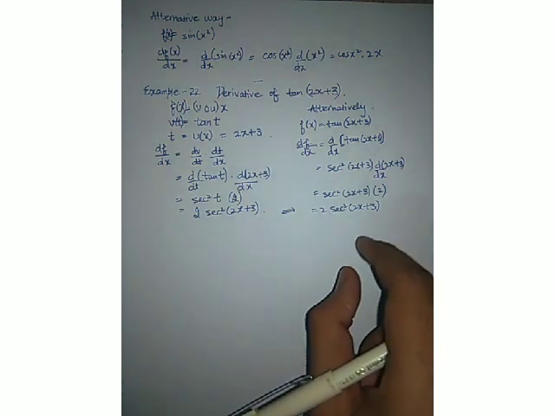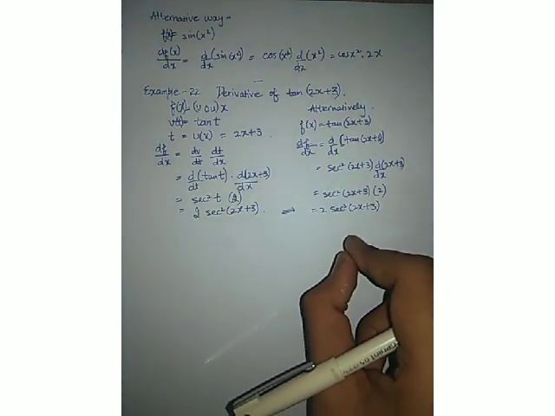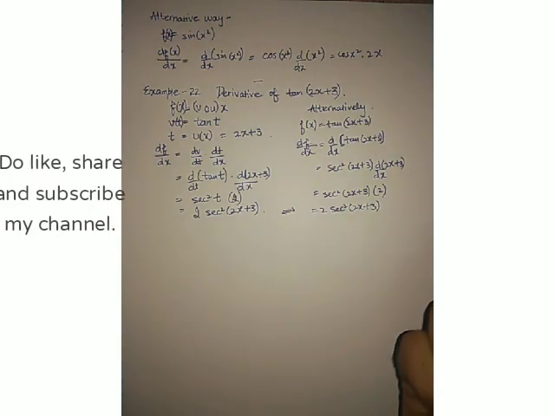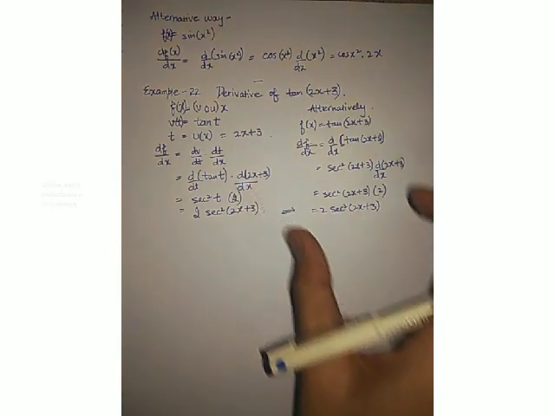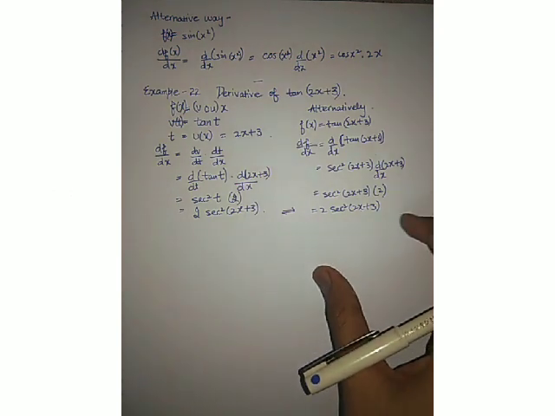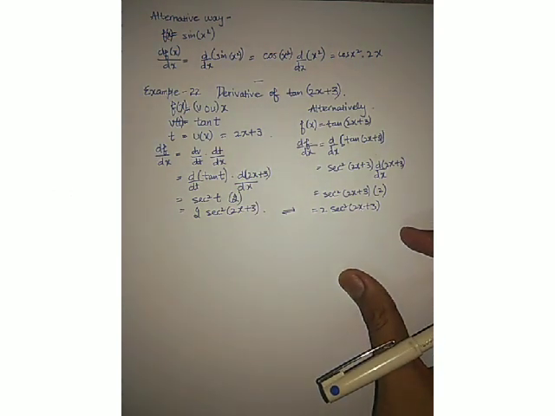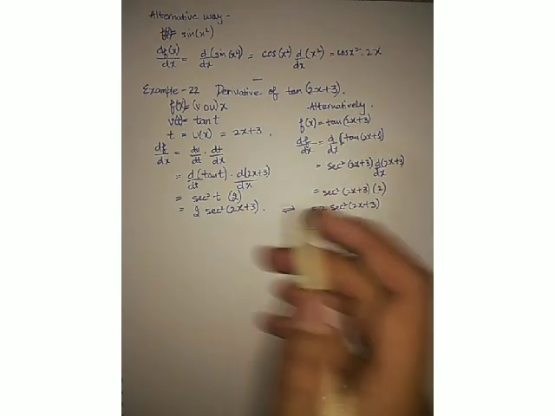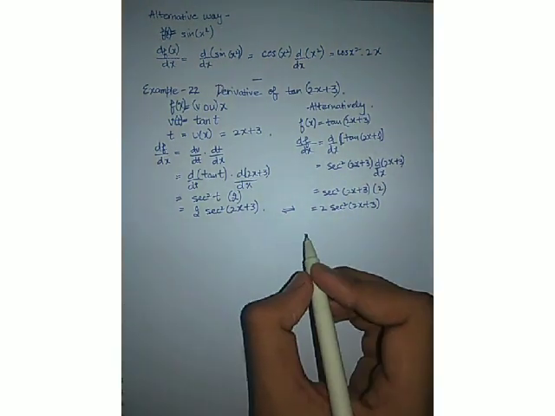Most of the times, the method to be used is not mentioned. So don't worry if you find the chain rule a bit complicated, you can use the alternative way. But just take care whether the method to be used is mentioned in the statement or not. So we are only left with our example 23 now.